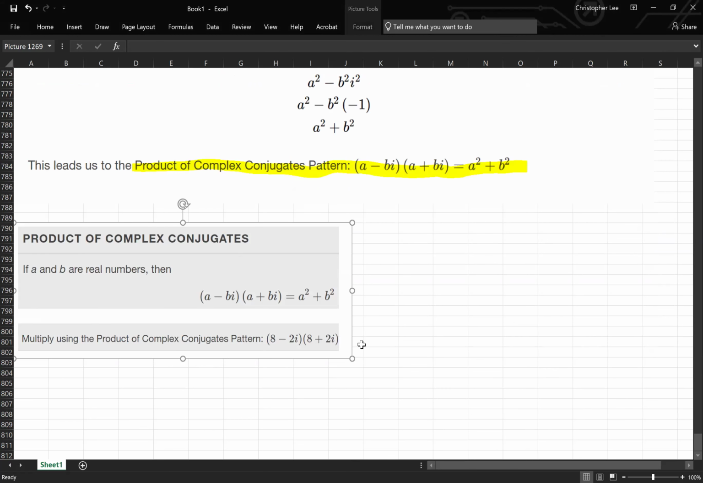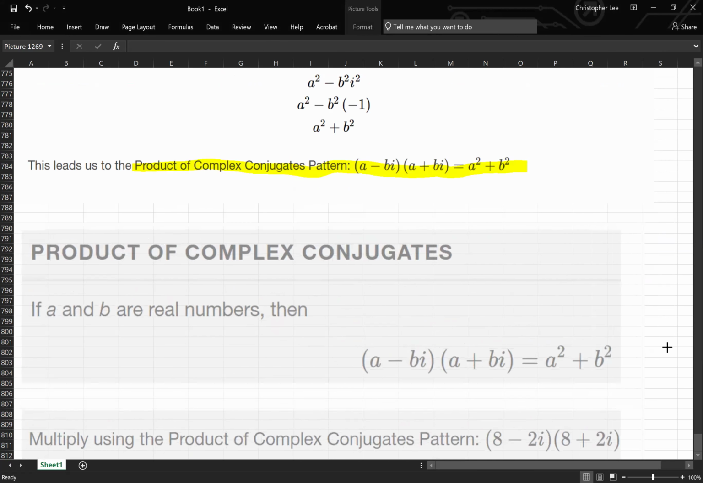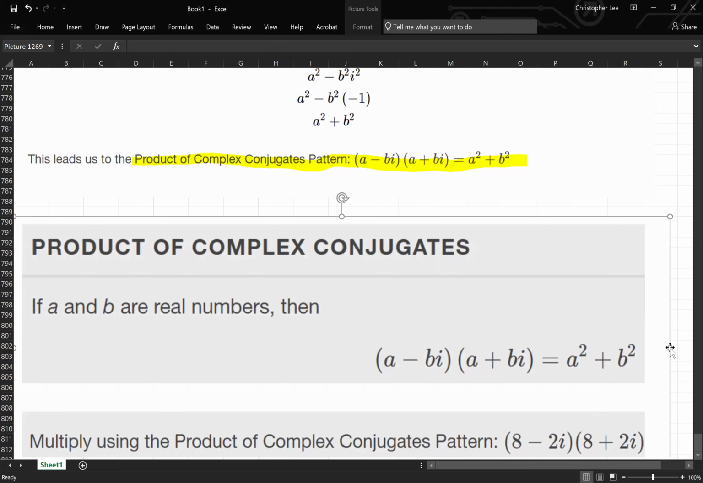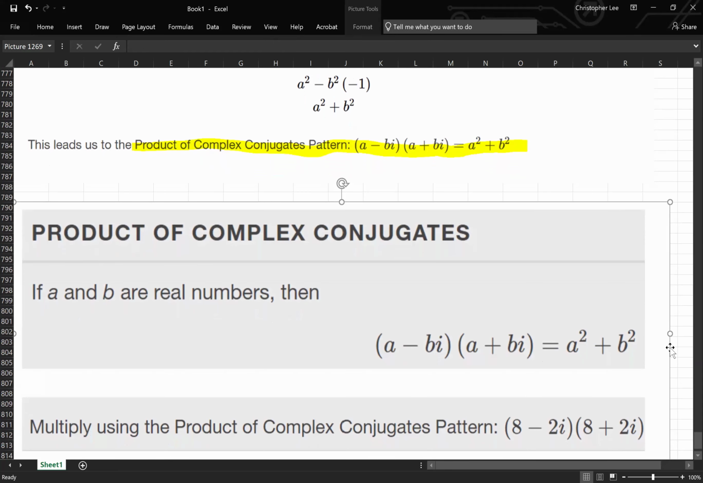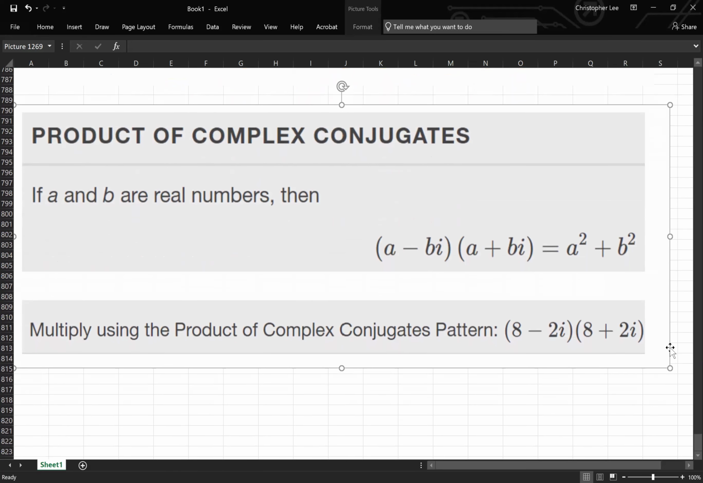Just to recap, the product of complex conjugates: if a and b are real numbers, then a minus bi times a plus bi is equal to a squared plus b squared. Let's look at this example.